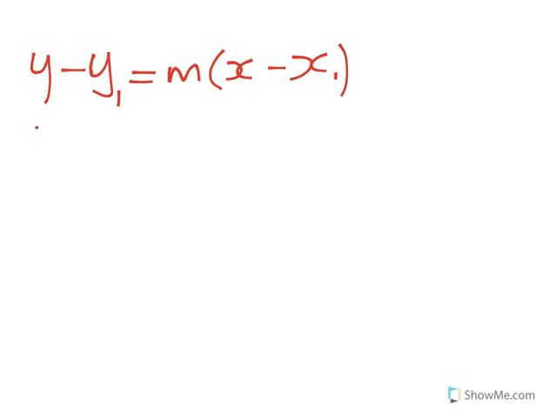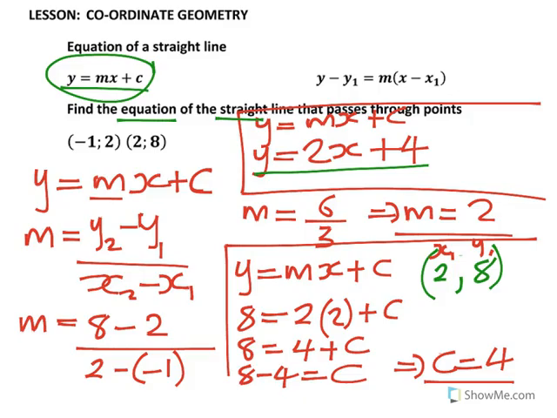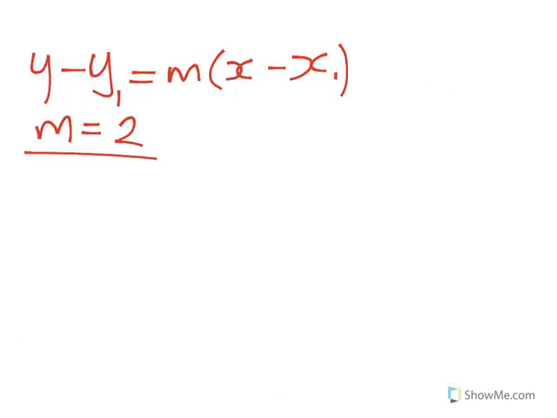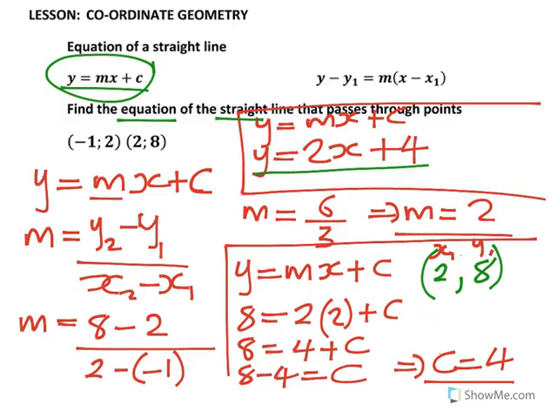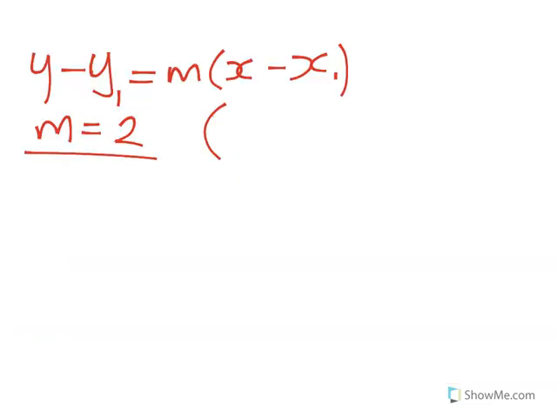Now guess what? On both sides the gradient is the same formula, so we don't need to find the gradient. We discovered from the previous version that the gradient m is equal to 2. Now I'm going to choose the other point; previously we chose 2 and 8. What if I choose minus 1 and 2 as one of the other points? I'm going to put them in the formula.